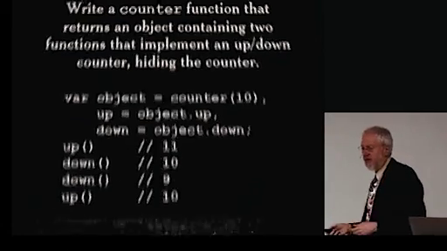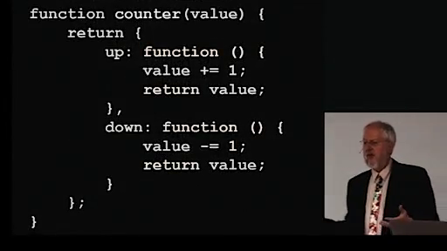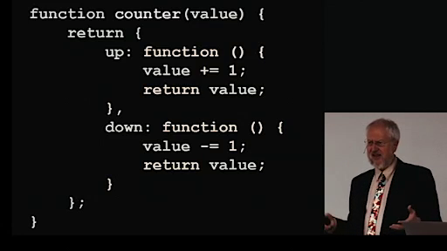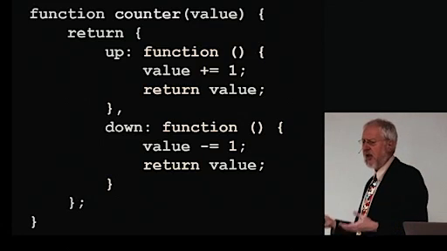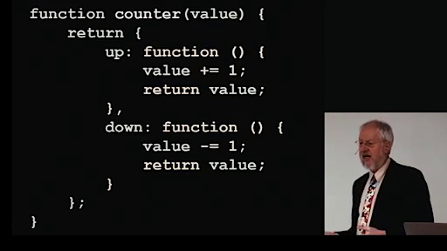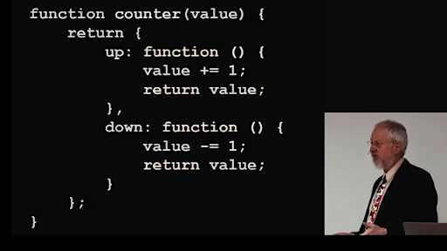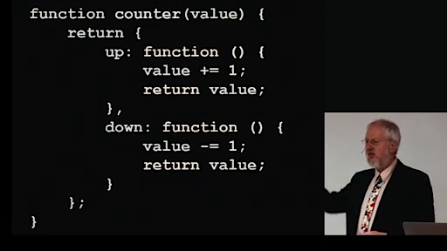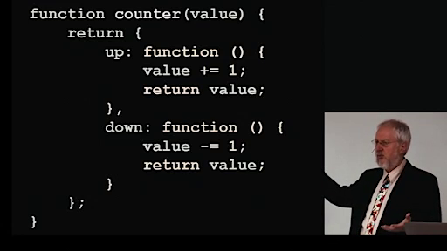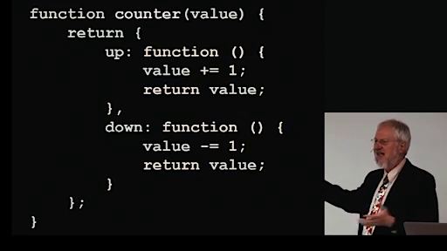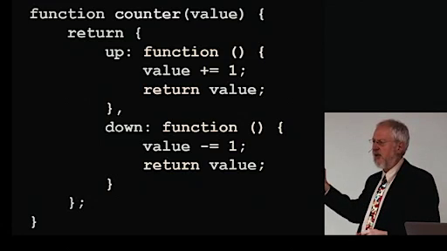So here is counter. It takes a value, it returns an object containing 2 functions. The first one, the up function, adds 1 to the value and returns it. The other one, the down function, subtracts 1 from the value and returns it. So who got something that works? Brilliant. If you didn't get it, write it down because you'll want to refer to this pattern later.